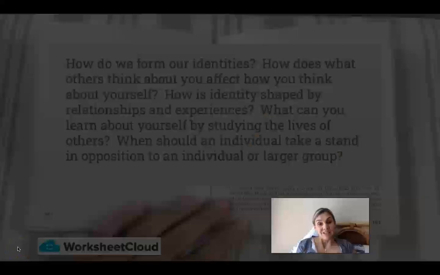So, we've read a couple of chapters now. I hope you have enjoyed it. We will be reading more and we will be discussing certain things along the way. So, just some things to think about as we've read the beginning part.